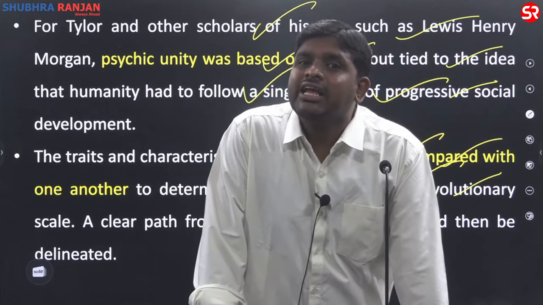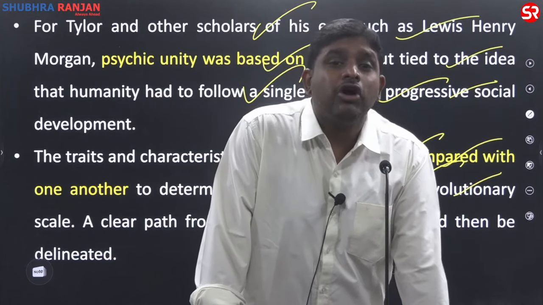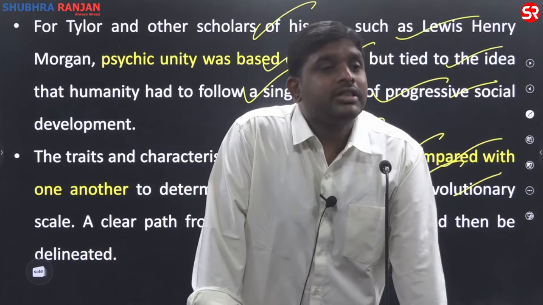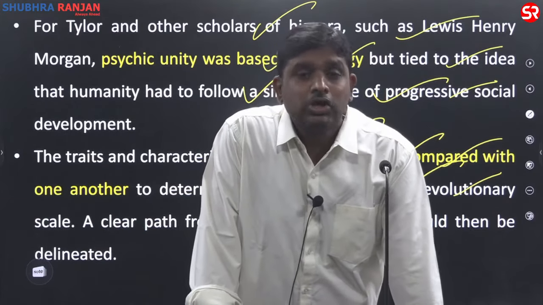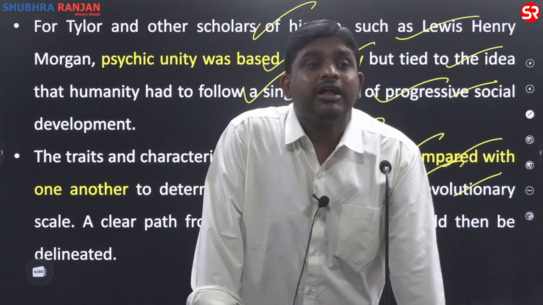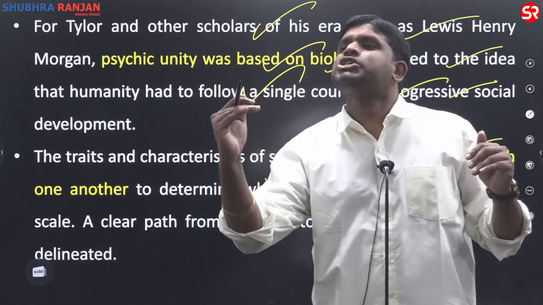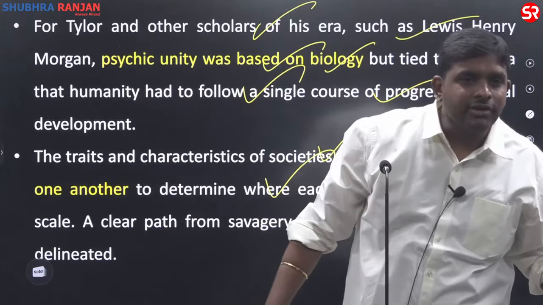Some societies evolved quickly, they adapted quickly. Some societies adapted late, so they evolved slowly. Hence, he told that there will be delayed evolution or progressive evolution. So people's adaptation depends upon their thought process. Hence, one section of societies is quicker in civilization, some societies are delayed.